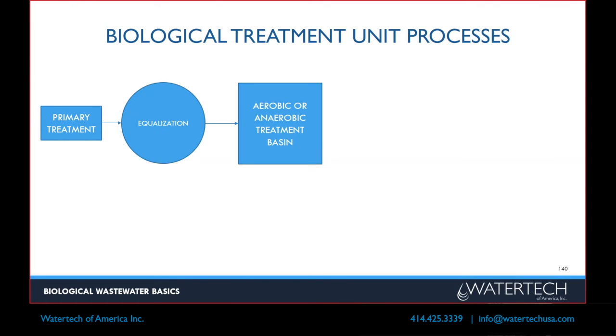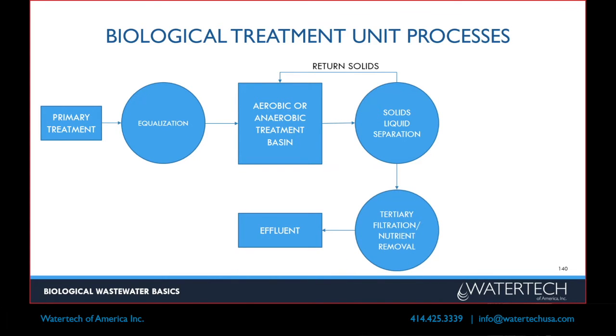So then we have our aerobic or anaerobic treatment basin. That was the first slide with all the brown stuff. That's basically what that is. That's where the actual treatment is occurring. And then what do you have to do? You have to separate the liquid and the solid. So you have your clean water all mixed together with the mixed liquor or the suspended solids, the bacteria that's doing the work. And then you separate that in your solids liquid separation, then you return the solids back here. So it's kind of a recycling process. And then if need be, you'll take the effluent from your solids liquid separation, filter it if necessary, and then go out to your effluent.